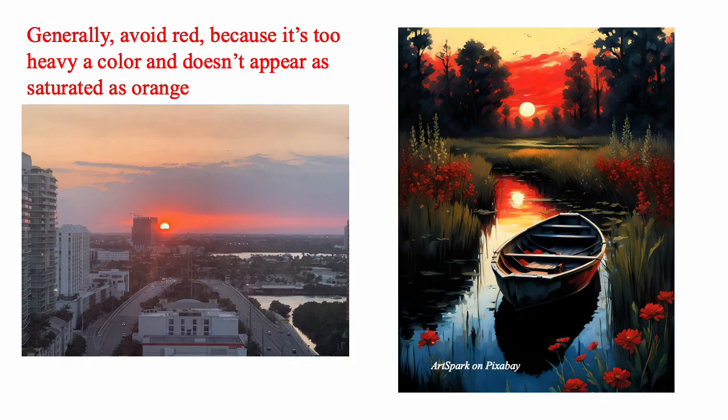When the sun is near the horizon, it can be orange and red, although with great intensity because it's the source of light. But we can't really reproduce that in pigments. This red, for example, looks heavy and unrealistic. So avoid red in your sunset because the color is too dark and doesn't appear as saturated as orange.